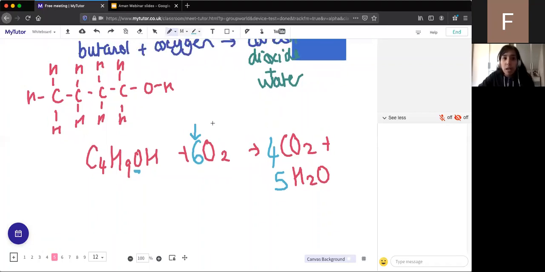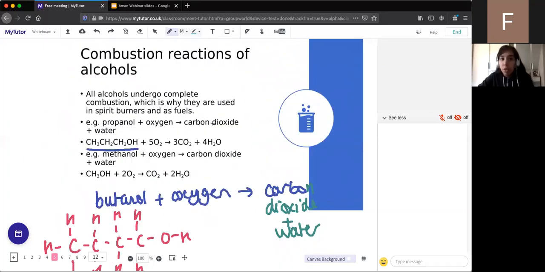So as I said, this is the last time we're going to look at combustion reactions. We've looked at them quite a lot this week. Just remember, complete combustion, carbon dioxide and water is produced. Incomplete combustion, you're either going to get carbon monoxide, so CO, or carbon and water. So water is always produced. The ones that undergo complete combustion are the alcohols and shorter alkanes. The ones that undergo incomplete combustion are alkenes and longer alkanes.